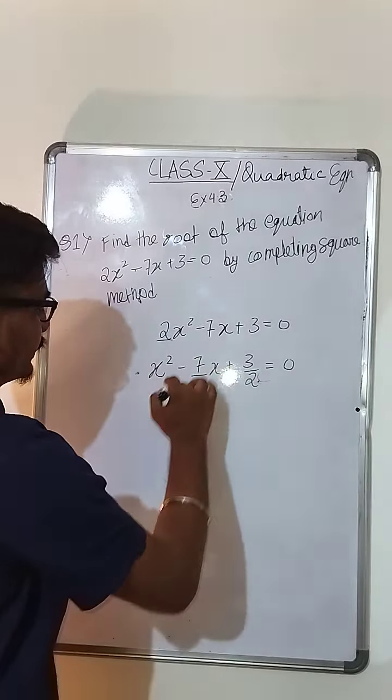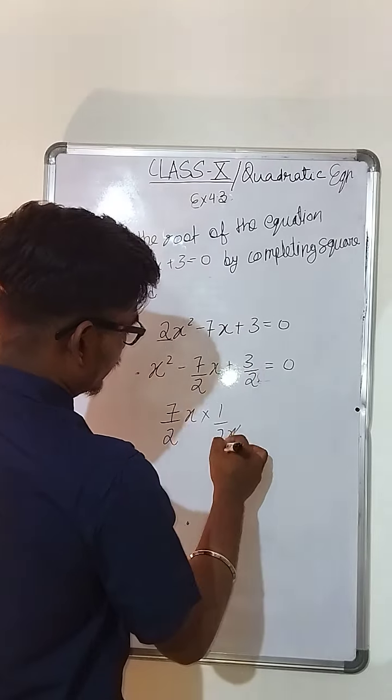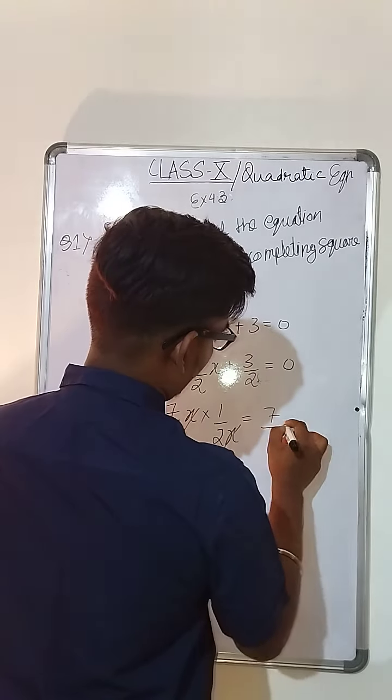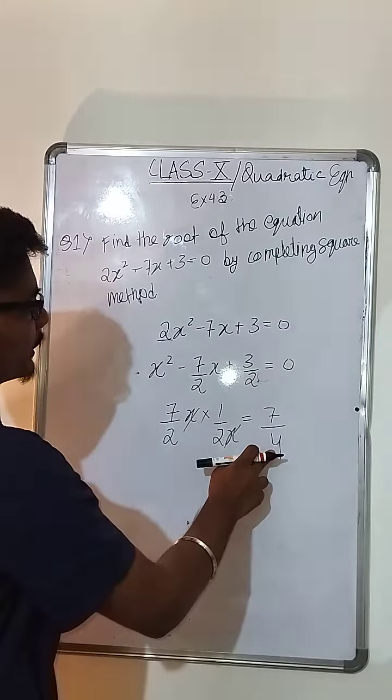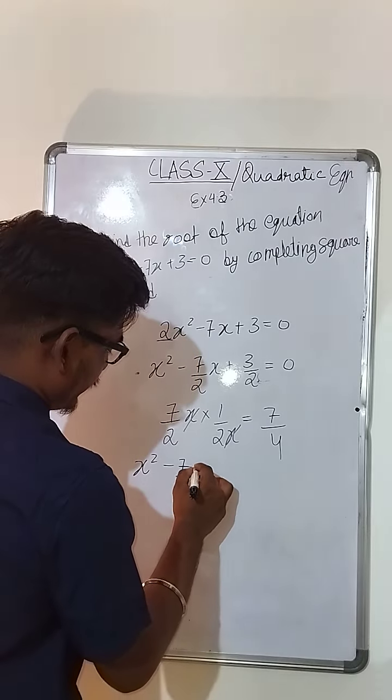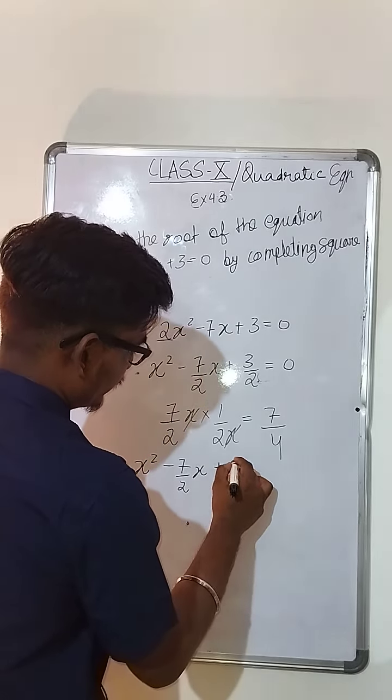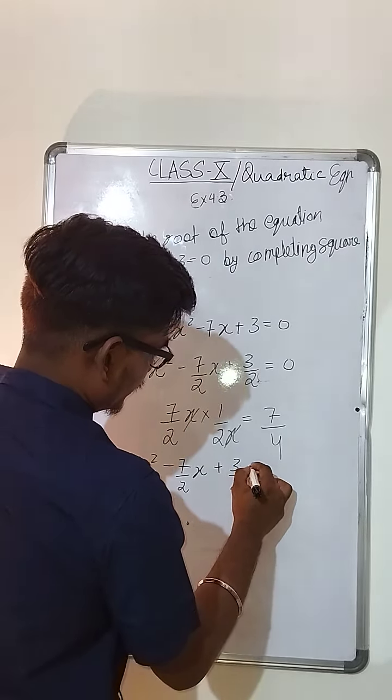Okay, we need to multiply it with 1 by 2x. So 7 by 2x multiplied by 1 by 2x, what will it become? 7 by 4. Okay, it will become 7 by 4. So plus minus 7 by 4: x square minus 7 by 2x plus 3 by 2 plus 7 by 4 minus 7 by 4 equal to 0.